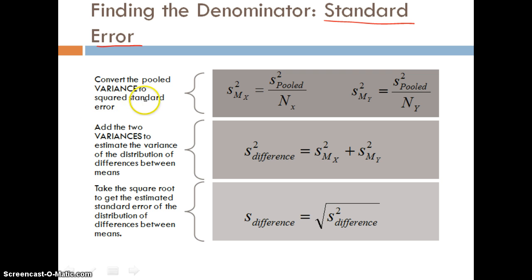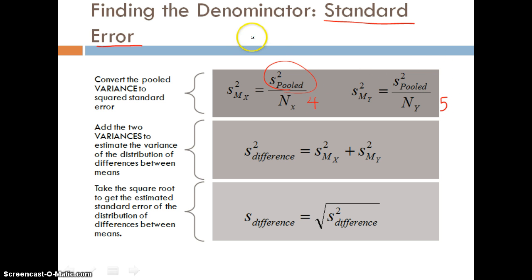So we're going to convert the pooled variance to squared standard error. In order to do that, we take the pooled variance for x and we divide by the number of participants in the x sample. So we take the pooled variance and we divide it by, in our case, 4. And for the squared standard error of y, we would divide it by 5.